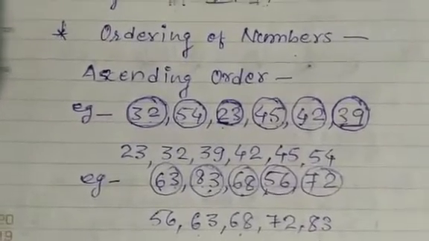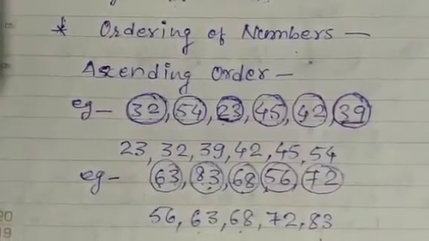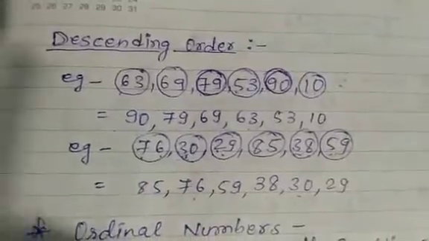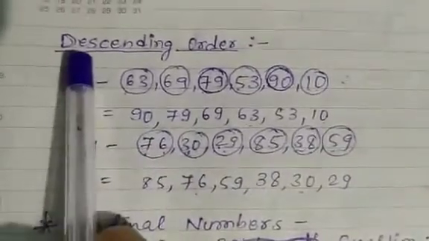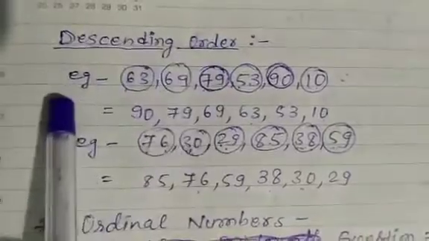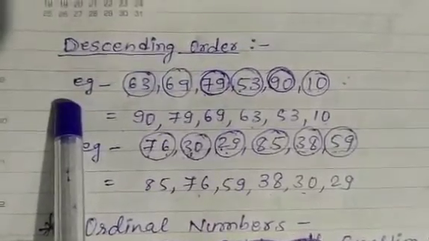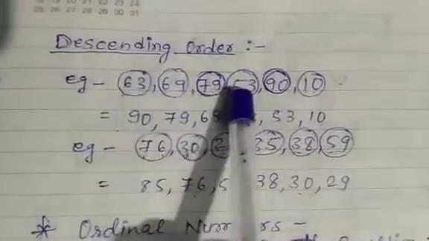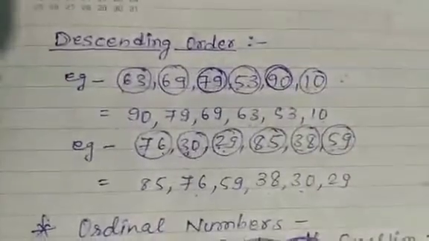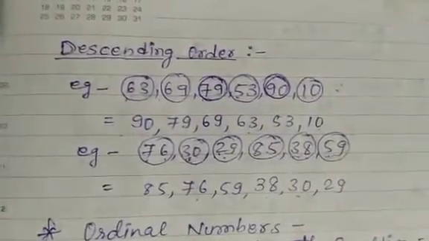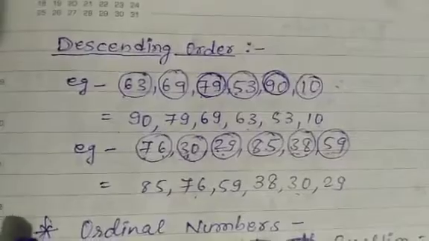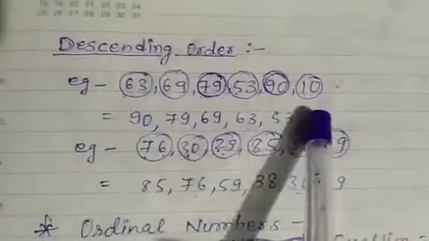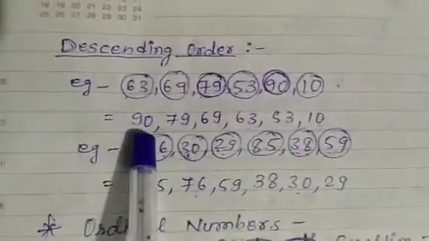Okay, now we will discuss the descending order. So let's see it. As you can see, I am giving the same heading, descending order. I am giving some examples. The numbers are 63, 69, 79, 53, 90 and 10. In descending order, we will arrange the numbers from the greatest to the lowest. So we will here find out the greatest number, because we will start from the greatest number.